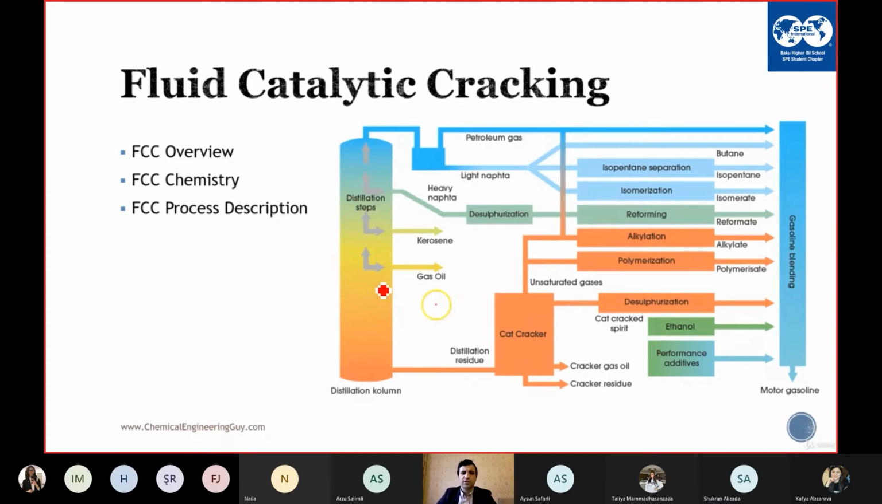Now let's go to the next unit at the refinery, which is the catalytic cracking unit. We will talk about the overview of the process, chemistry of the process, and process description.